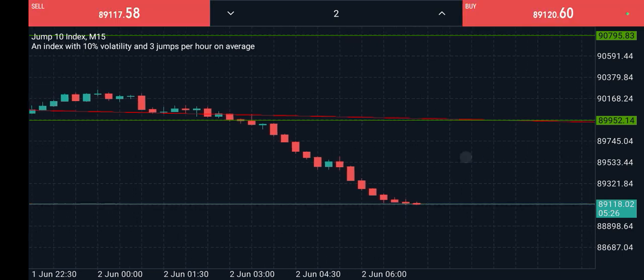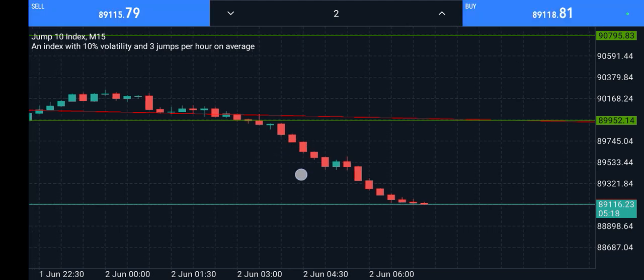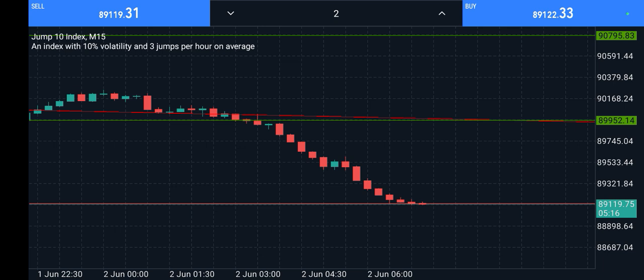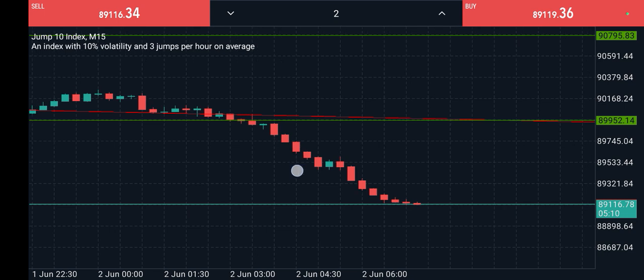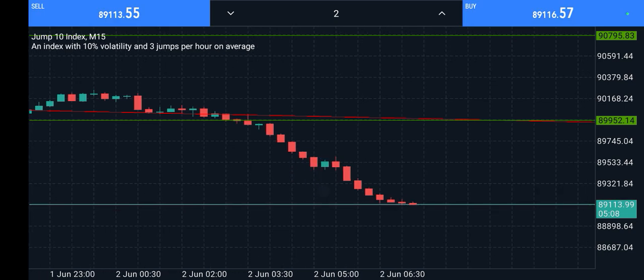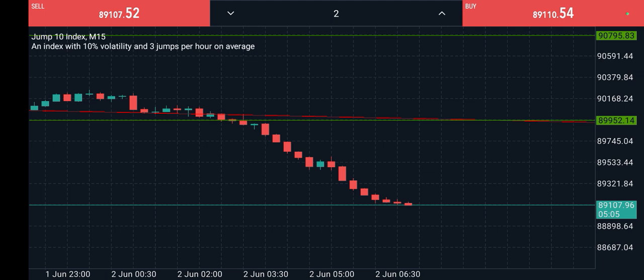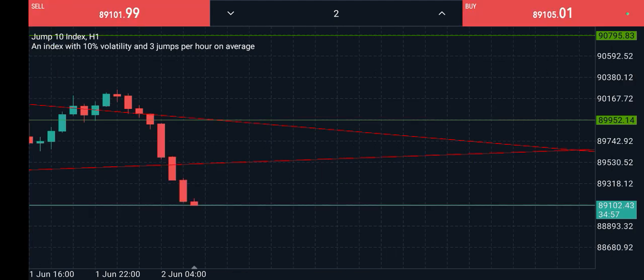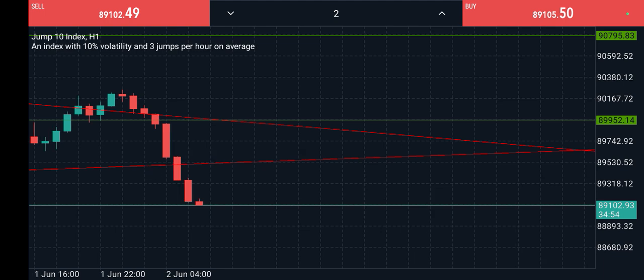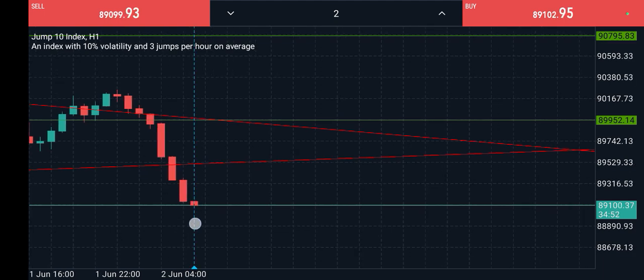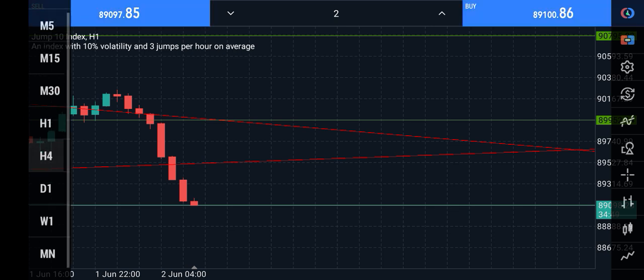Okay. So each and every candle you see here, this red candle, this one, this one, this one, this candle spent 15 minutes to form. This other one spent 15 minutes. This one spent 15 minutes. Each candle you see here spends 15 minutes to form. And if I move back to H1, you see each candle here, all these ones, they spend 1 hour to form. Same thing applies. Let's say I move to daily.